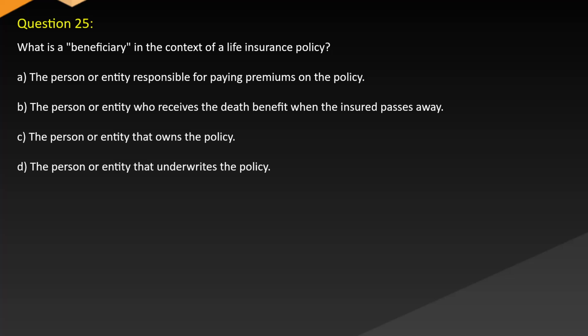Question 25. What is a beneficiary in the context of a life insurance policy? A. The person or entity responsible for paying premiums on the policy. B. The person or entity who receives the death benefit when the insured passes away. C. The person or entity that owns the policy. D. The person or entity that underwrites the policy.